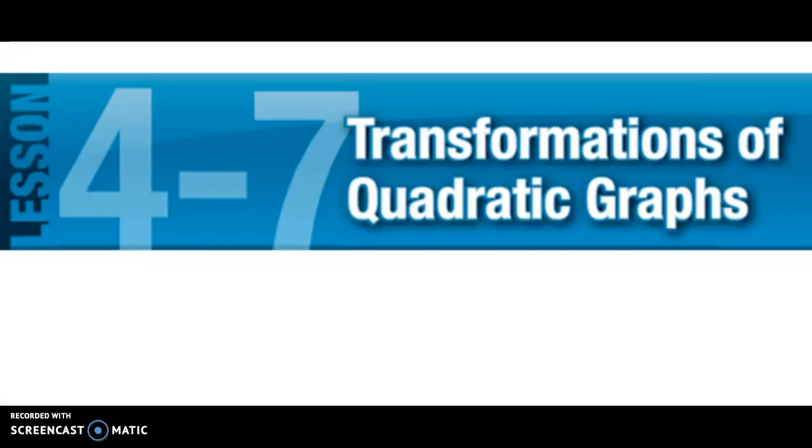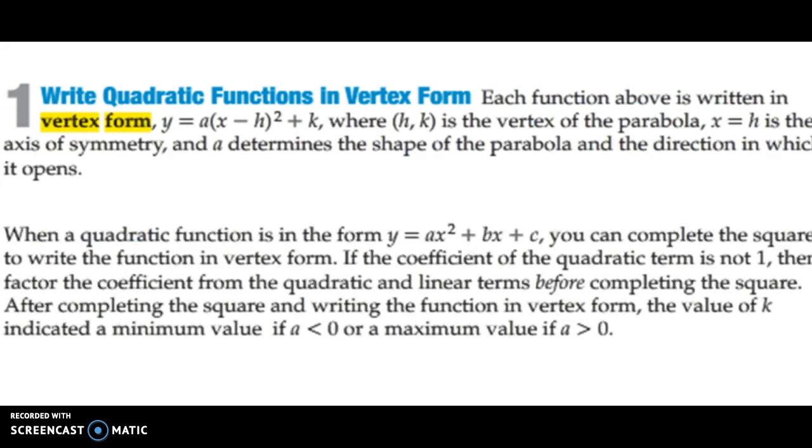Today we're going to be talking about section 4.7, which is on transformation of quadratic graphs. So far we've talked about quadratics in standard form, when it was ax squared plus bx plus c. And that's one way that we can see quadratics. Another way that's a little bit easier to even graph is something called vertex form.